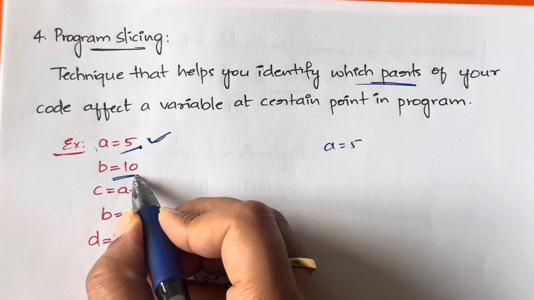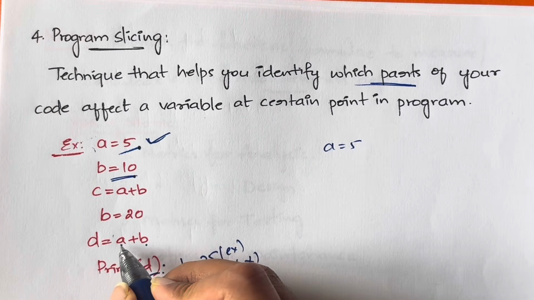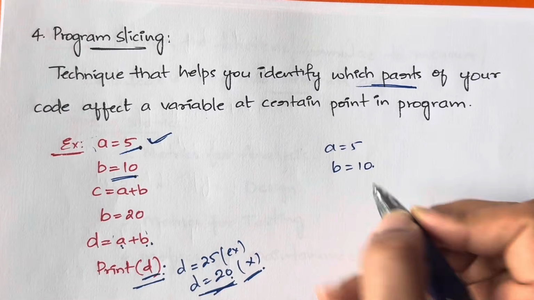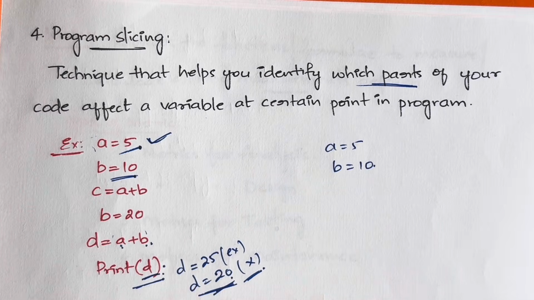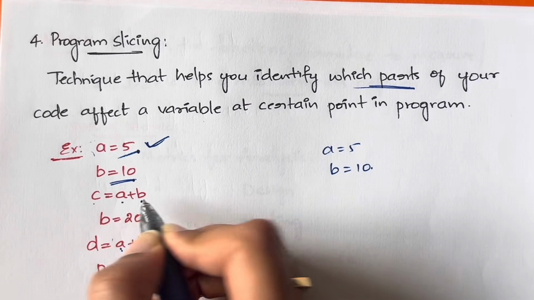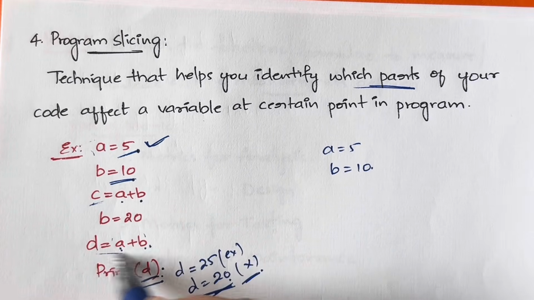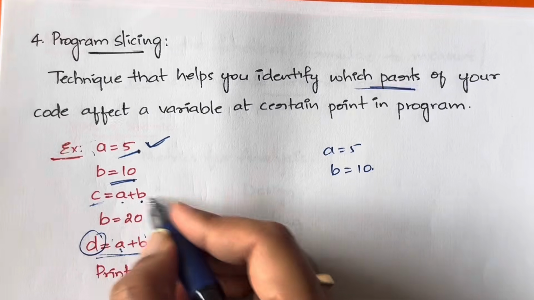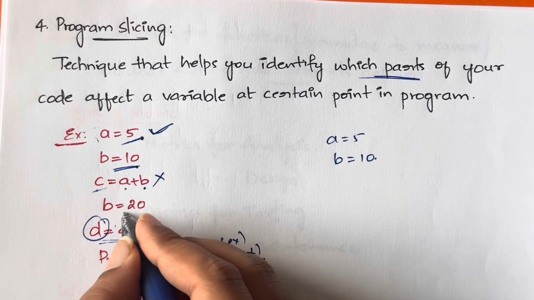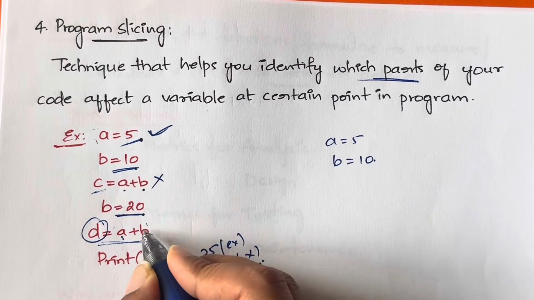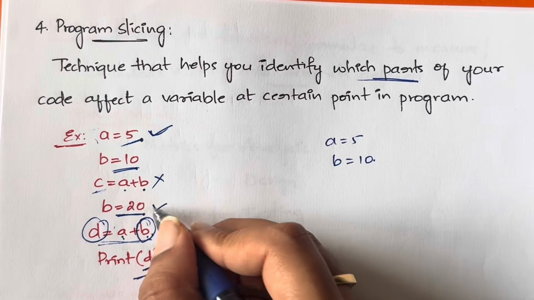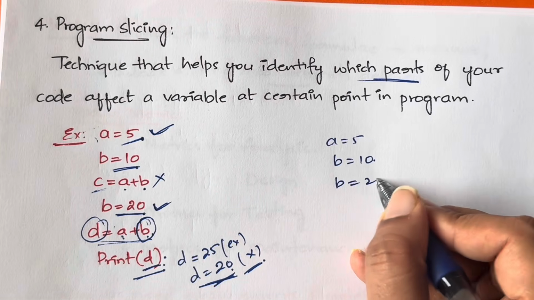Next you have b is equal to 10. d is a plus b, so b is also influencing. So b is equal to 10 is also something you have to focus on. Next you have c is equal to a plus b. So c has no connection with the value of d, right? So you can just eliminate this line, okay? Next you have b is equal to 20. Again, b is influencing the value of d, so this is also something that you have to consider.